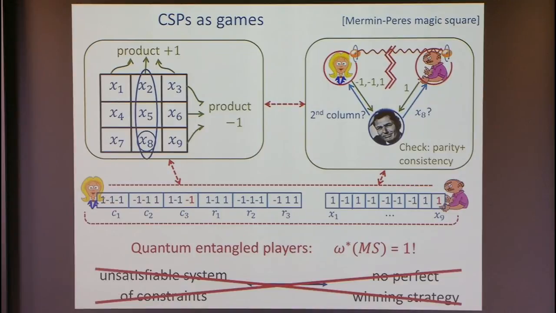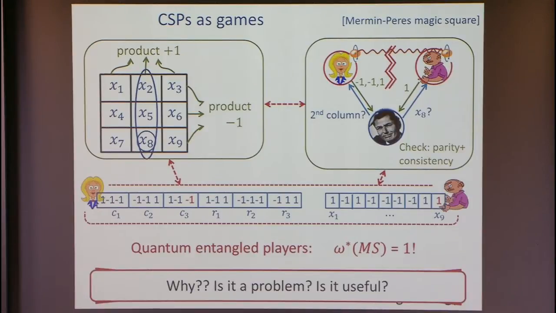It's very striking because it means that this nice correspondence we had completely breaks down. Because the constraint satisfaction problem is the same. I didn't change the square. It's still not satisfiable. Exactly the same situation as before. But now I can win the game with probability 1. So these are the questions. So why? How come I can win the game with probability 1 even though this system of constraints is still not satisfiable? And that's because this arrow doesn't exist anymore, right?